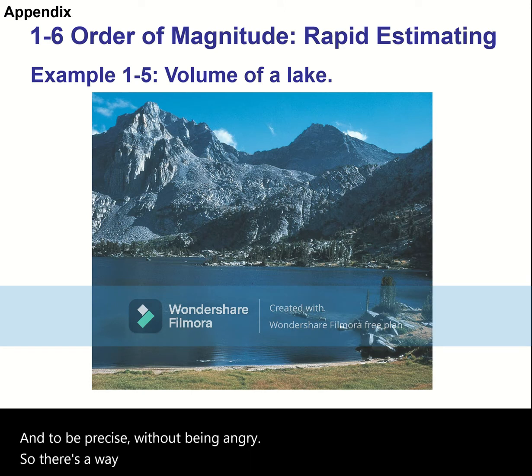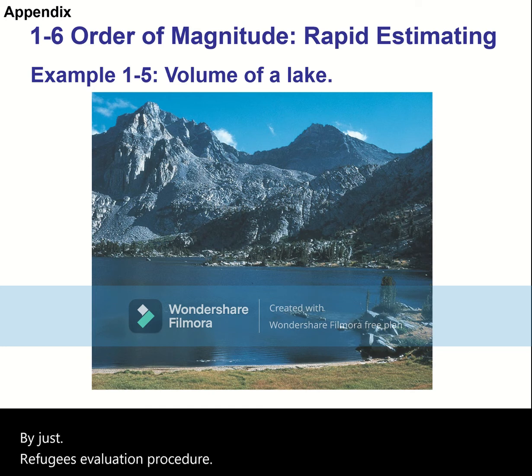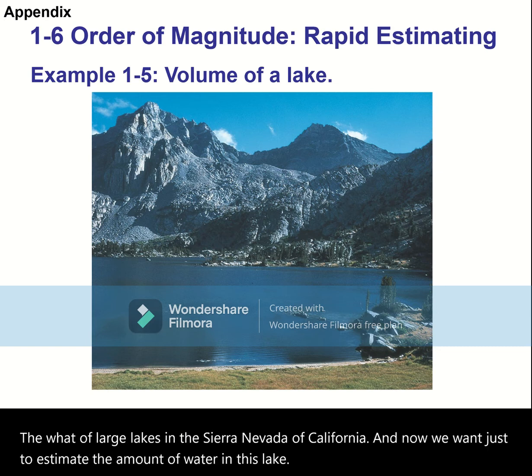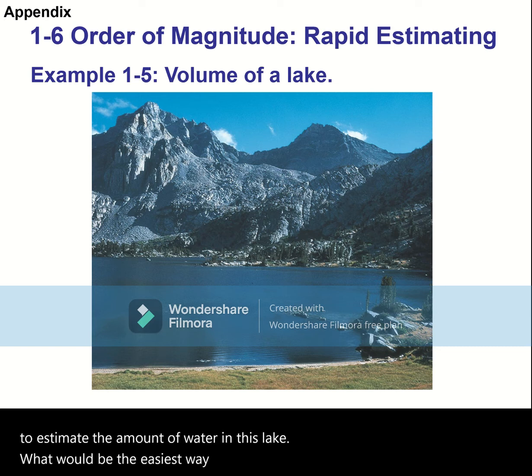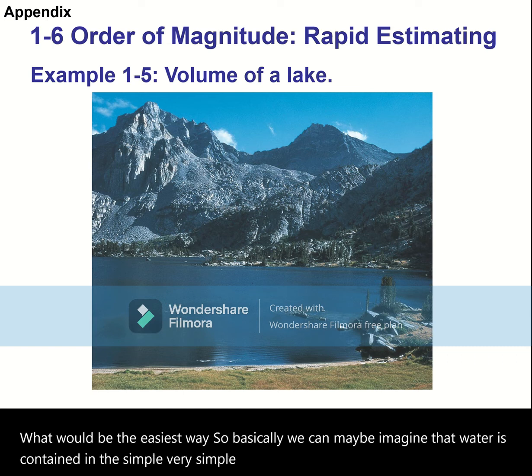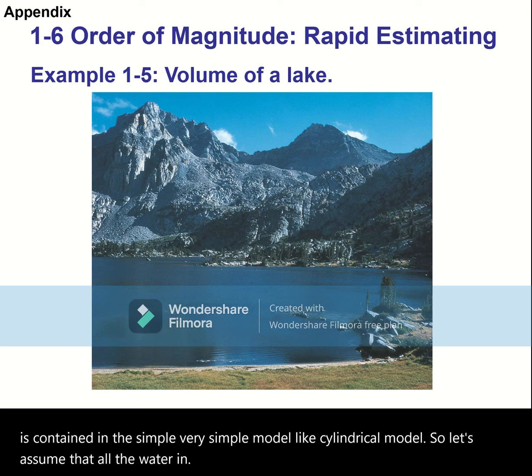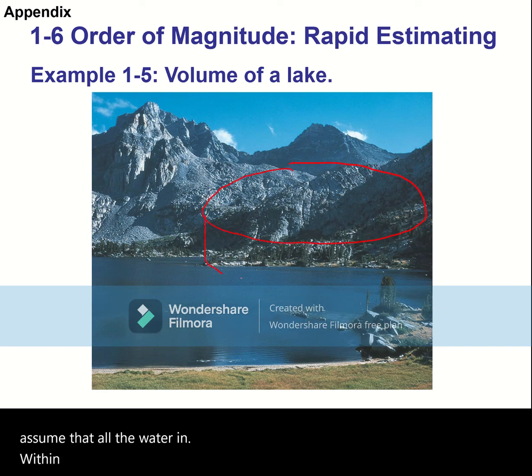So there's a way to estimate physical quantities by just a rapid evaluation procedure. What you see here is one of the large lakes in the Sierra Nevada of California, and now we want just to estimate the amount of water in this lake. What would be the easiest way? Basically, we can imagine that water is contained in a very simple model, like a cylindrical model. So let's assume that all the water is within this cylinder, this size of cylinder.